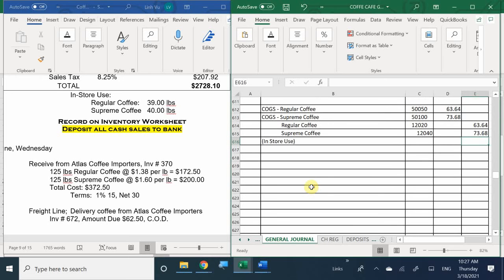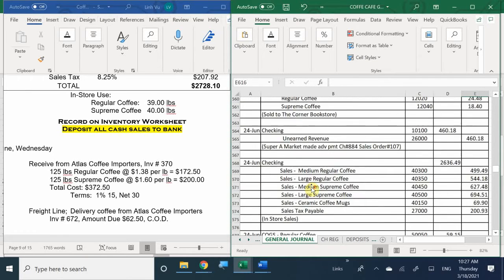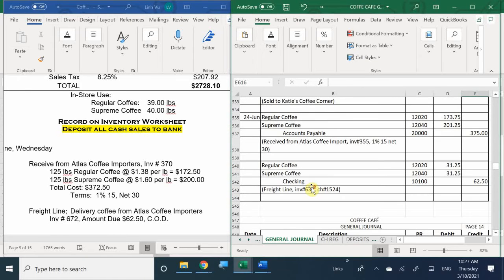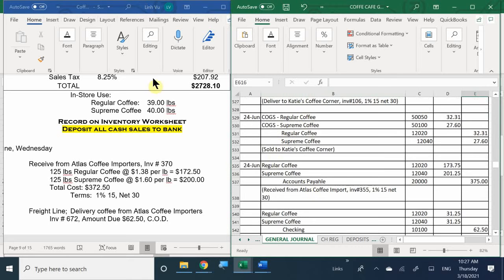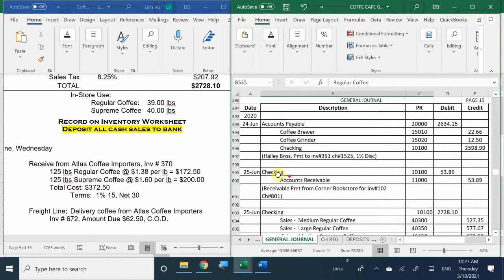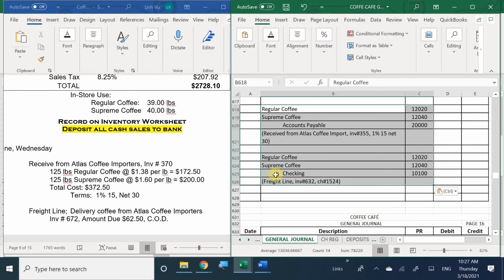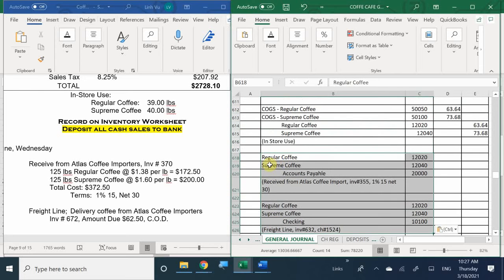Received from Atlas Coffee Importers, invoice number 370. Okay, so we received some coffee. Okay, so how are we going to journalize this? Debit regular and supreme and credit accounts payable. Good. Hopefully that's enough for that transaction. And, ooh, good. Just enough for it.